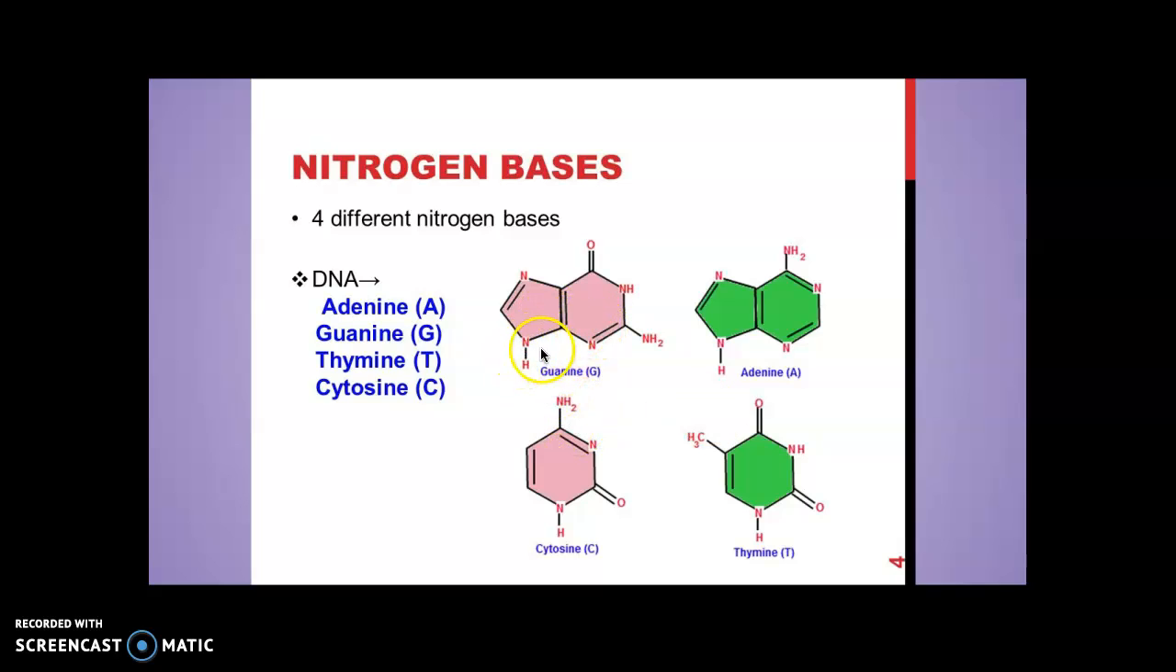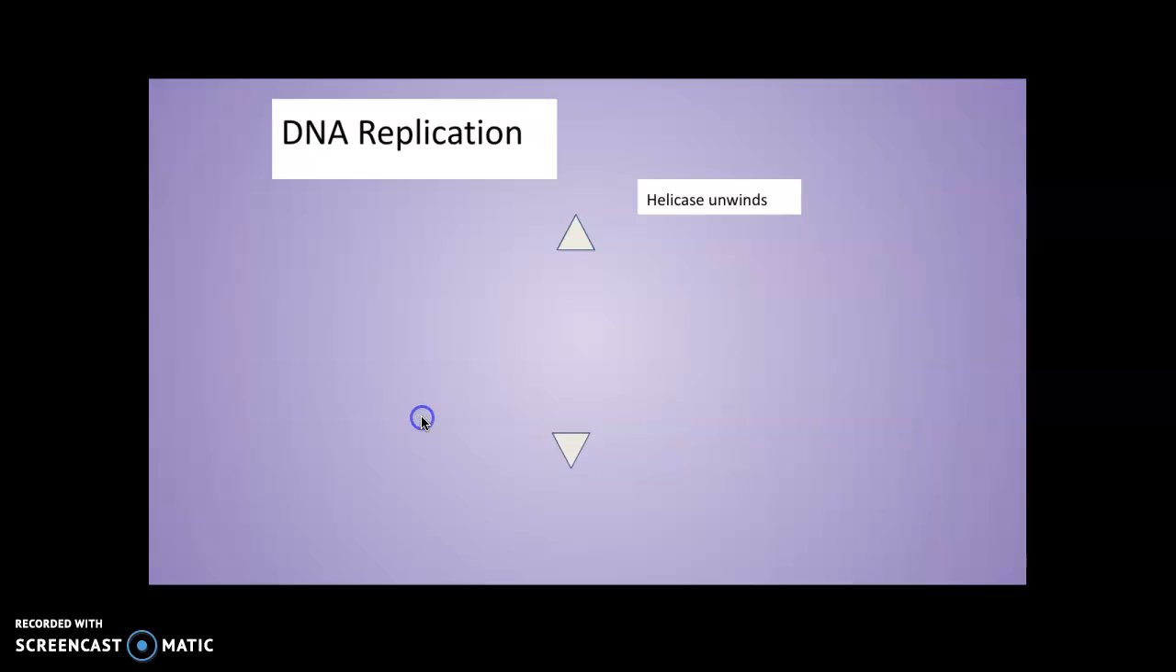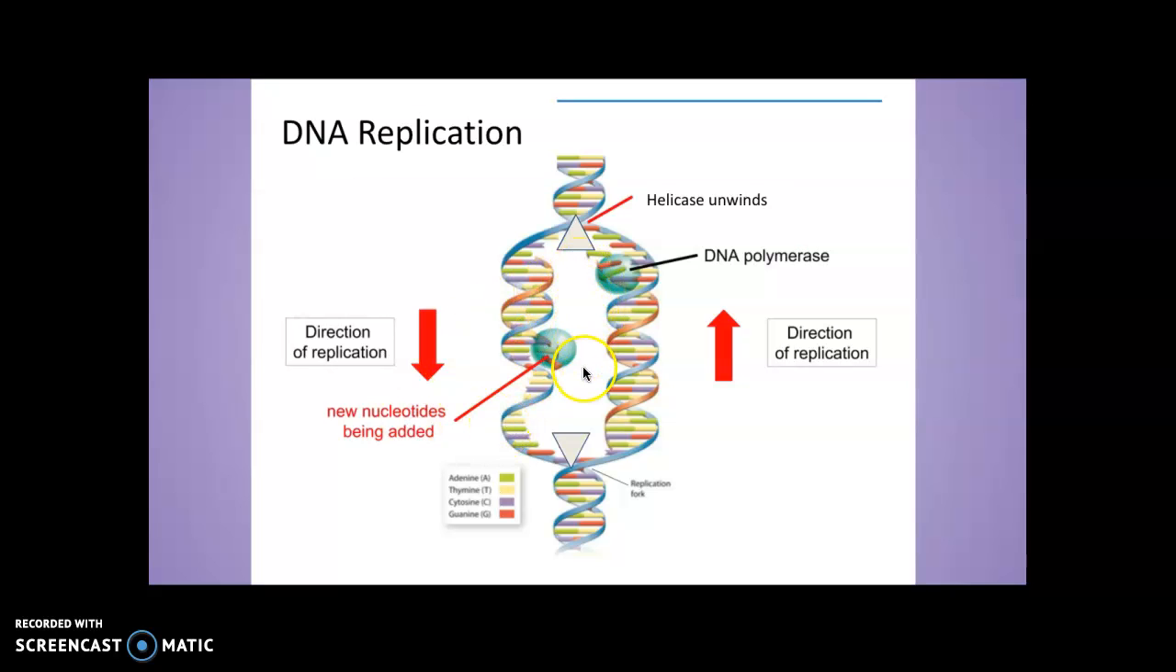And I believe that we have the purines, which are A and G, and the pyrimidines, which are thymine and cytosine. But you don't have to have that memorized. Just know that they're in different groups, and it's because these ones have two rings, and these ones have one. As we talk about DNA replication, it goes in a specific direction.